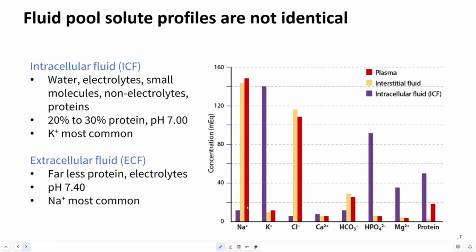You can see in the graph what ions are higher in the ICF versus the interstitial fluid and plasma. Just keep in mind that the yellow and the red colors indicate ECF. Sodium is a lot higher on the outside, potassium is a lot higher on the inside. Notice that HPO4 phosphates, magnesium, and proteins are much higher on the inside, whereas bicarbonate is much higher on the outside.